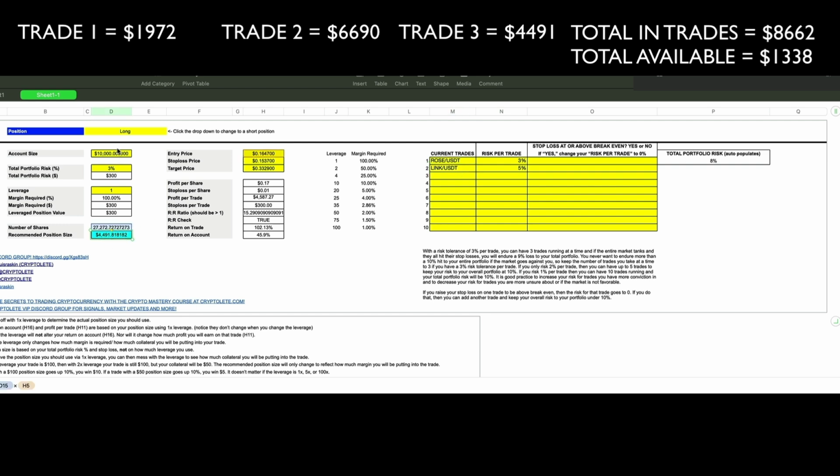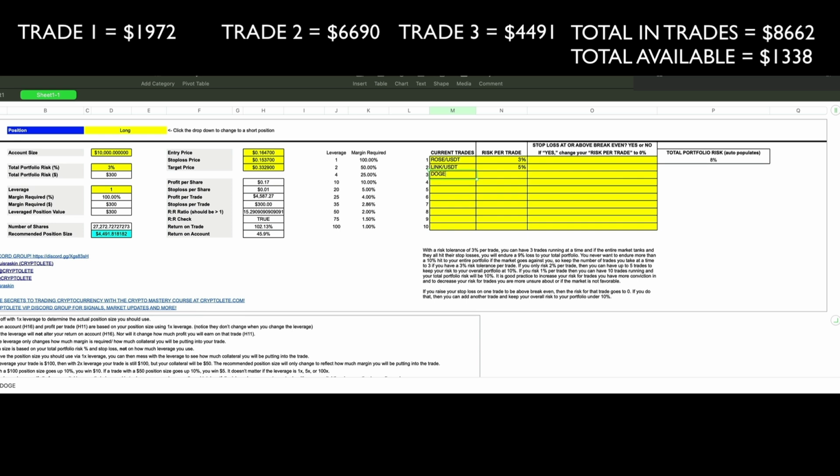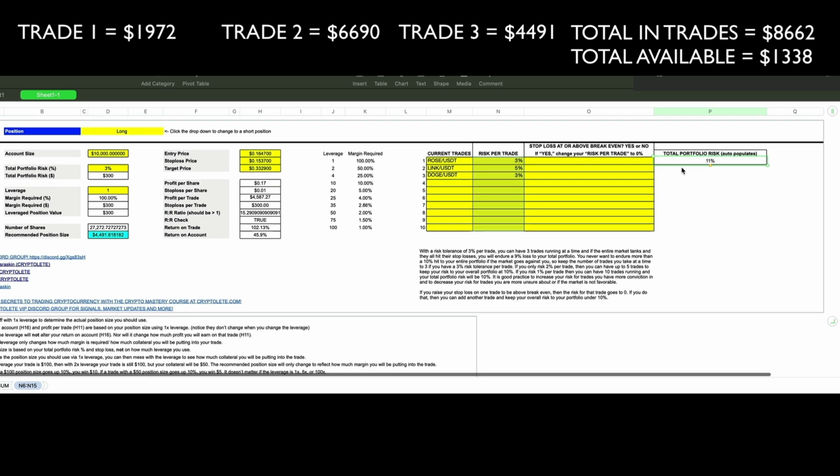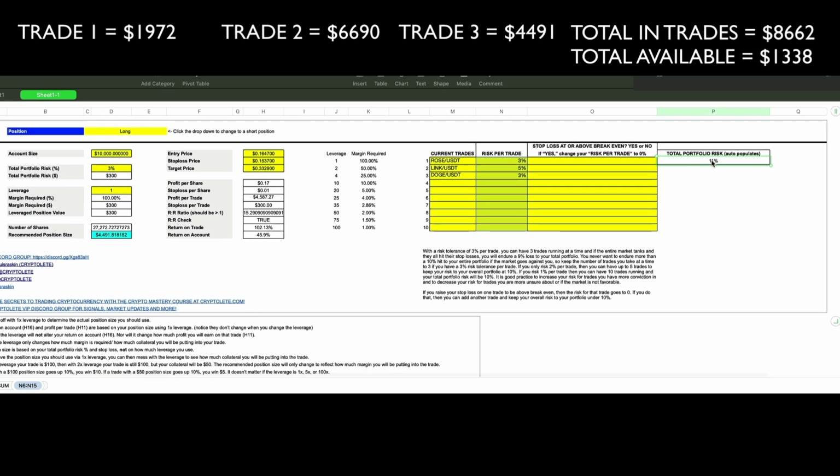However, you could see that for our Doge trade, we only wanted to risk 3% of our portfolio. So if you put Doge USDT and then you put 3%, that means that we have a total portfolio risk of 11%. And let's say that the markets are going absolutely crazy and you are okay with risking 11%. So in this situation, you only have $1,338 available to put into your trade. However, this trade is $4,491. So obviously this trade is too much.